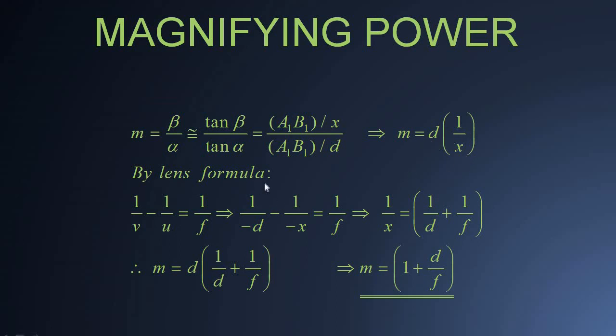Now let us apply lens formula to the lens used in simple microscope. 1 upon v minus 1 upon u equal to 1 upon f. Putting various values of distance of object from the lens, distance of image from the lens, we get a value for 1 over f equal to 1 over d plus 1 upon x. Putting this value of 1 upon f in previous formula for magnifying power, we get final result m equal to 1 plus d upon f.